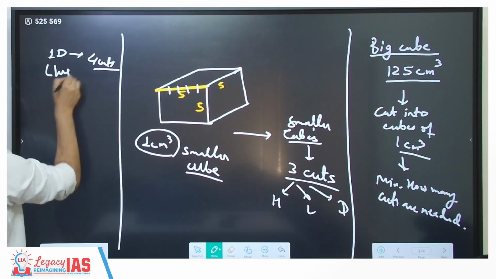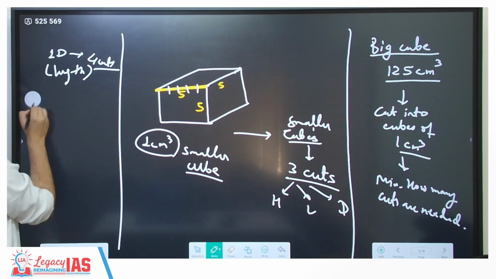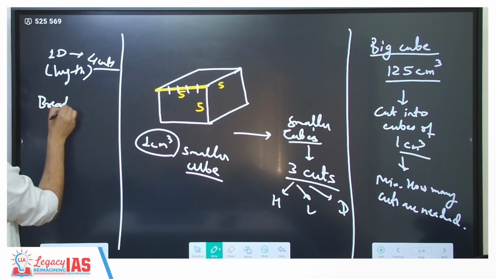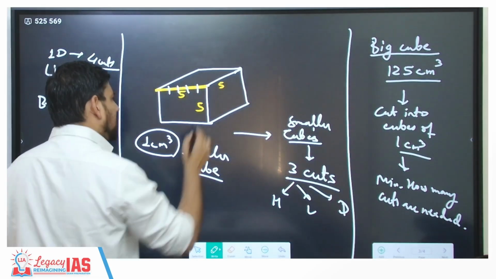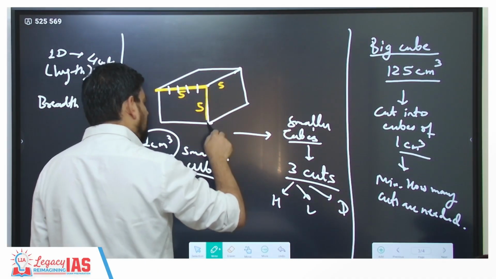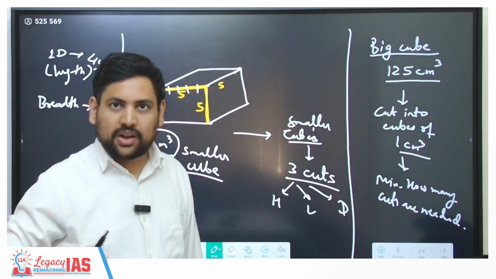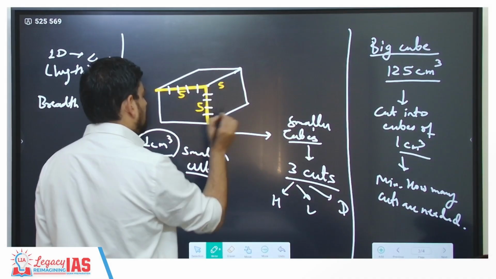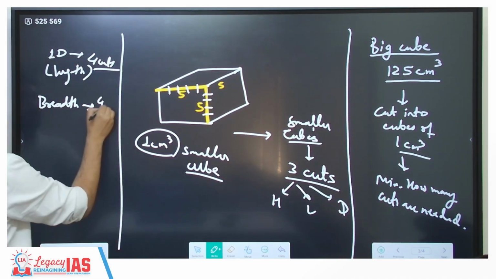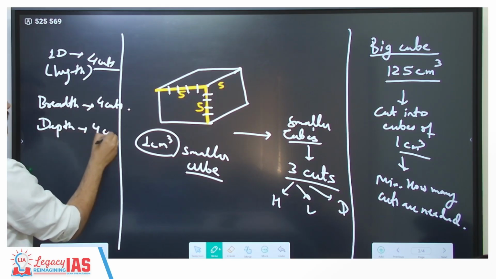1, 2, 3, 4. So basically in one direction you required 4 cuts. Let's say this was along the length. Then let's see along the breadth. How many cuts along the breadth? Again, I want not 5 centimeter, I want 1 centimeter. So again, 5 pieces of 1 centimeter. How many cuts? 1, 2, 3, 4. So similarly, 4 cuts in this direction also. Similarly, in the depth direction also, you will require 4 cuts.